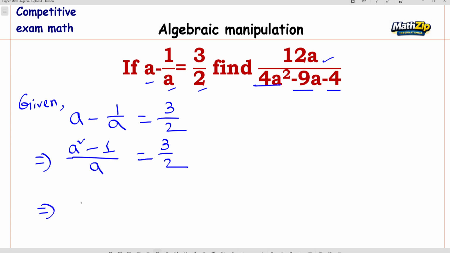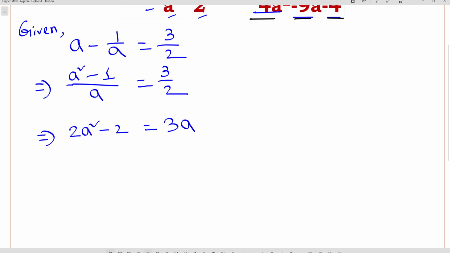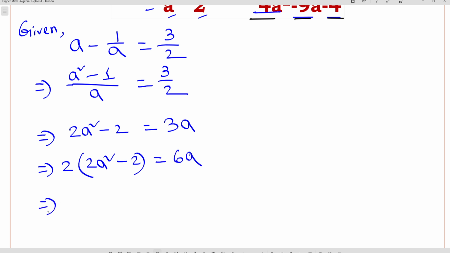Now we can make cross multiplication, so it will be 2a square minus 2 equals 3a. But look, here is 4a square minus 9a minus 4, so it has no similarity. So at least we have to make some similarity. If we multiply both sides by 2, it means 2 times 2a square minus 2, which is 4a square minus 4, equals 3 times 2, which is 6a.